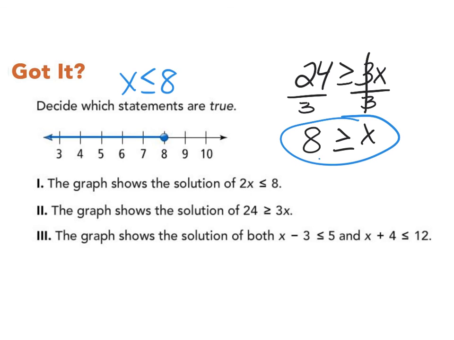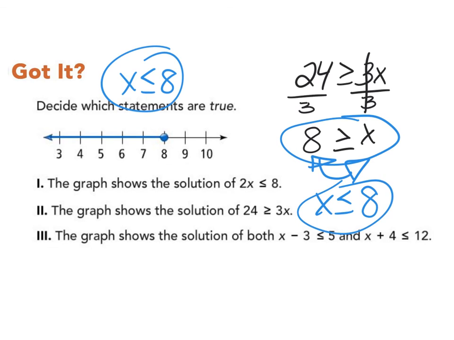Because if I switch the order and the sign, I get x is less than or equal to 8. All I did was completely turn it around. And that's exactly what this graph shows. So this works. Last one.